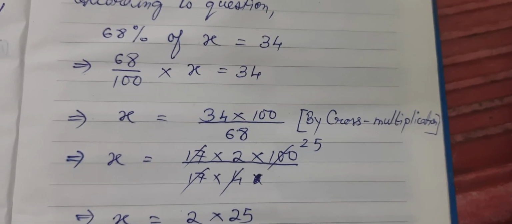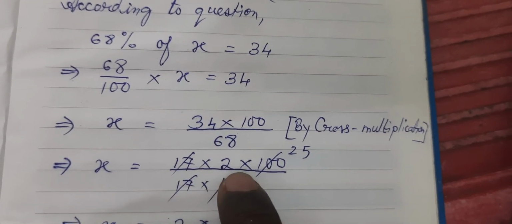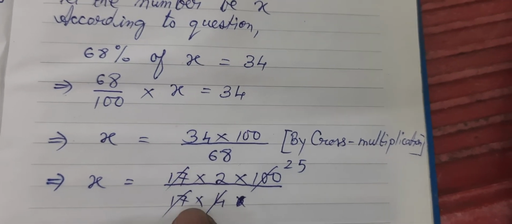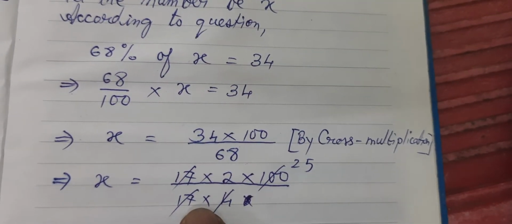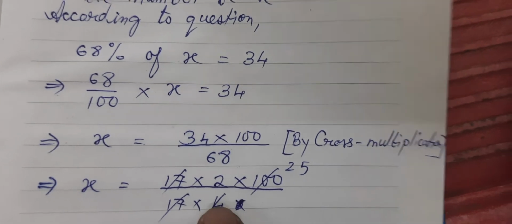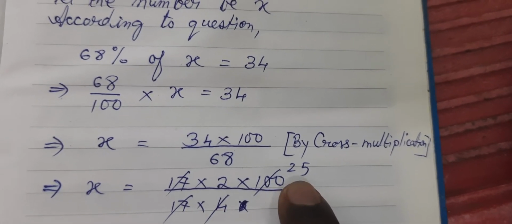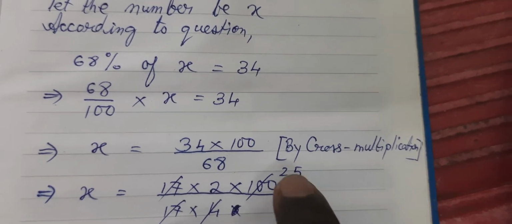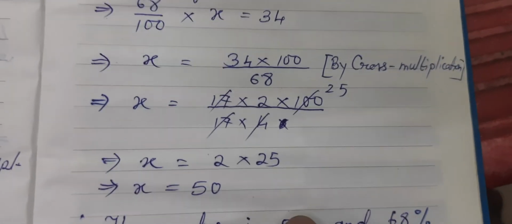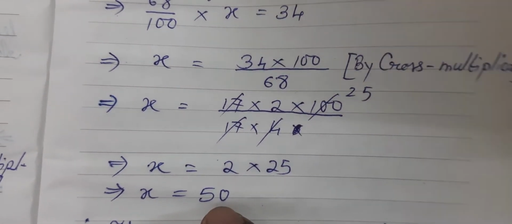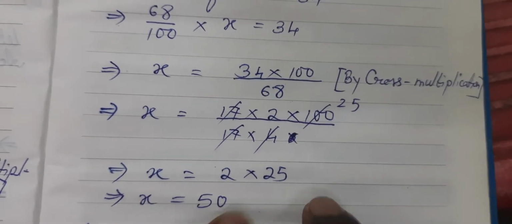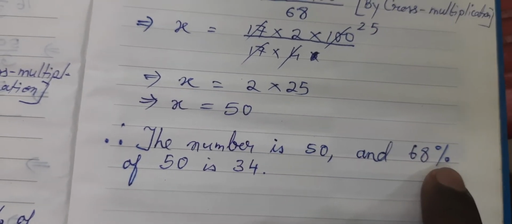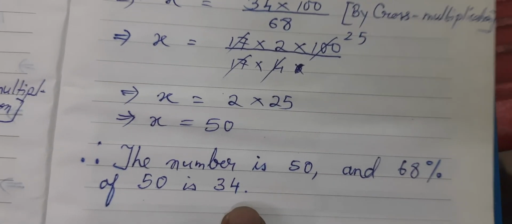34 can be written as 17 into 2, and 68 can be written as 17 into 4. 17 is common, so you can cancel it in both numerator and denominator. 4 and 100 cancel: 4 times 25 is 100, so you have 25 into 2, which is 50. So the value of x is 50. That unknown number is 50, so 68% of 50 is 34.